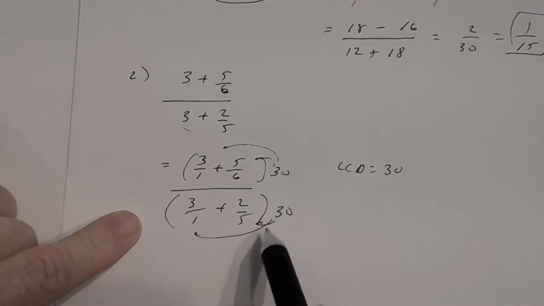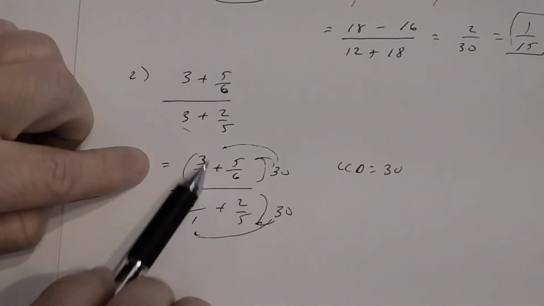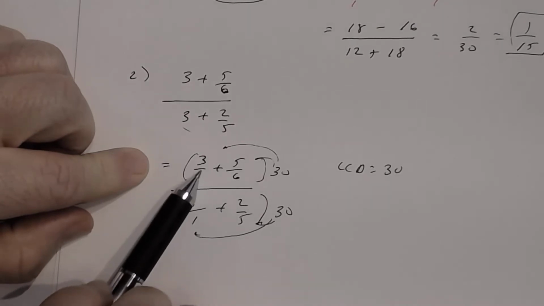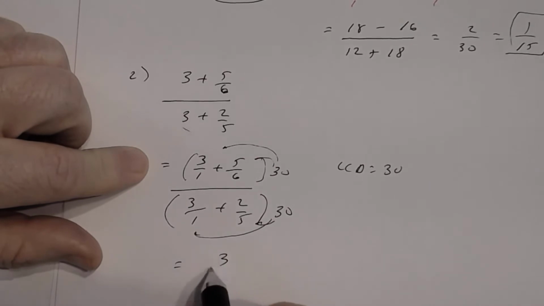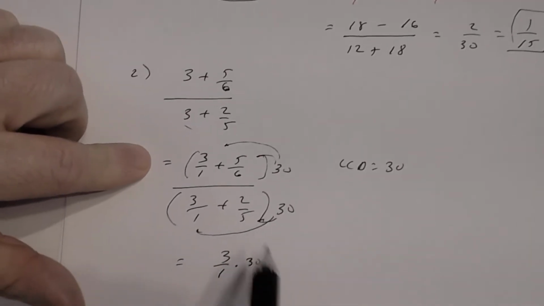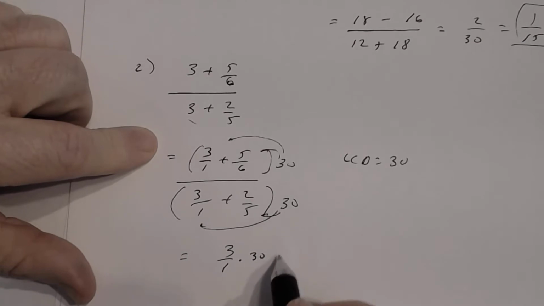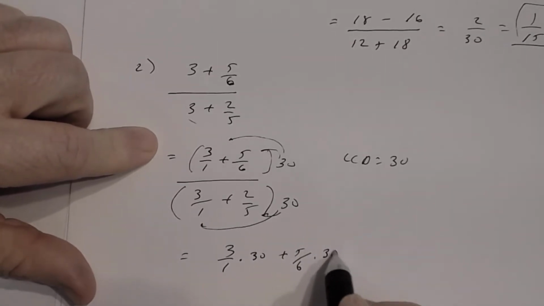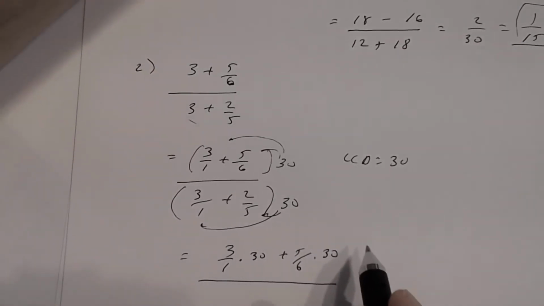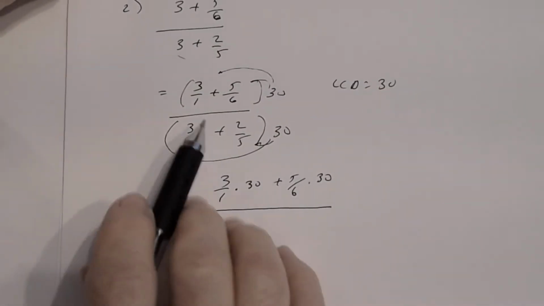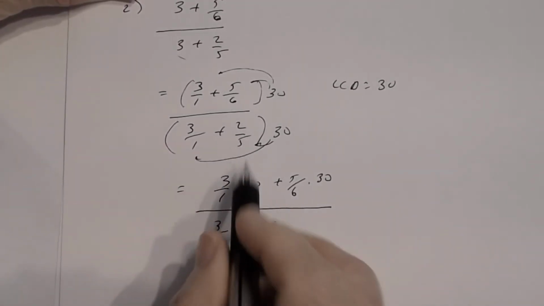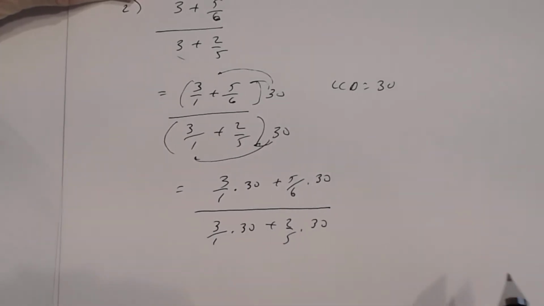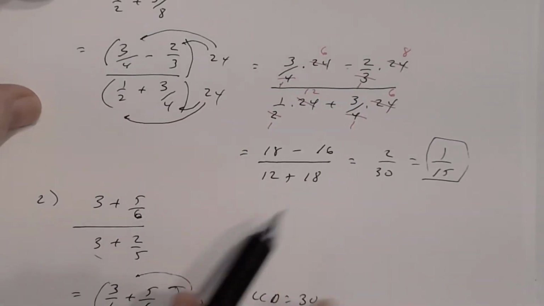So if you're doing this correctly, every term in the numerator has to be multiplied by 30. So now what you're going to have is 3 divided by 1 times 30, plus 5 divided by 6 times 30, divided by, and then move this up, 3 divided by 1 times 30, plus 2/5 times 30. All right, so just like this. So that process is the same idea.